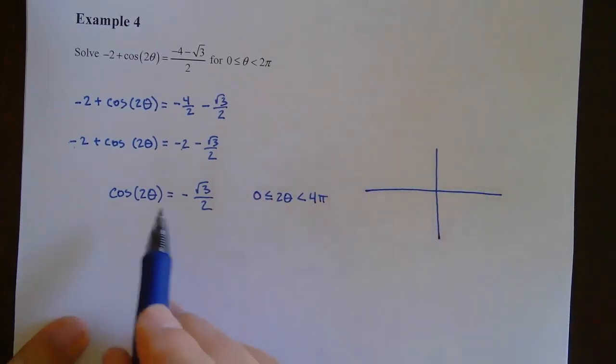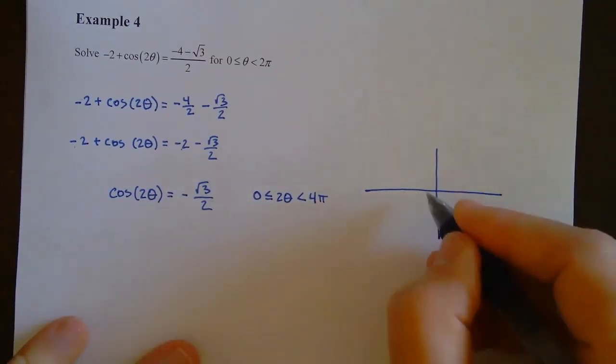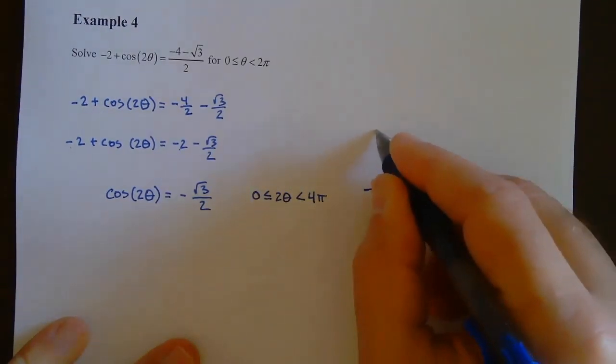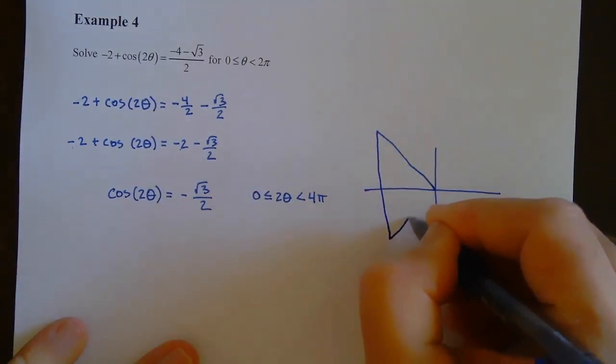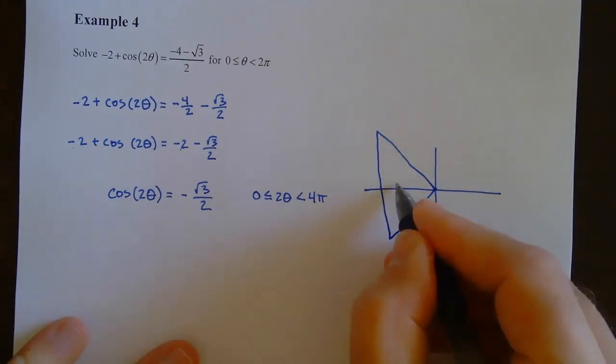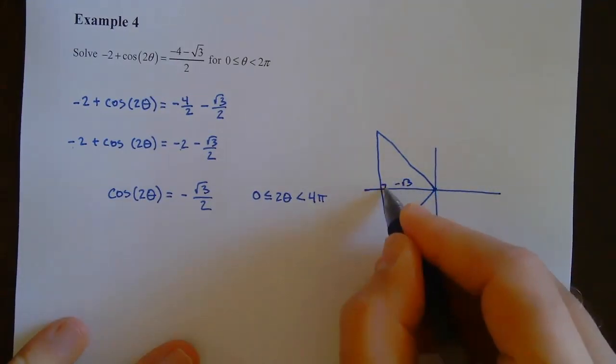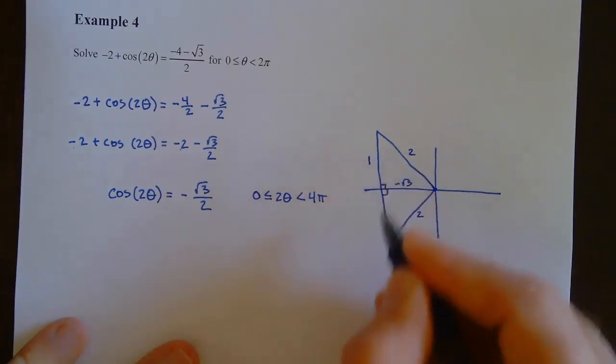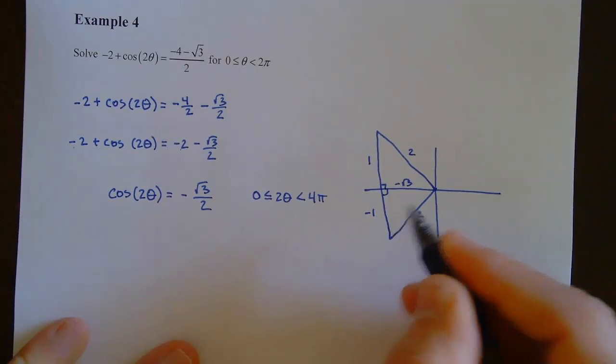So if I go around twice, where's cosine negative? Well, cosine's negative in these two. So we're going to draw this in. I know my x is negative square root of 3. Here's a right angle, here's a right angle. Here's 2, here's 2. This is 1, this is -1.